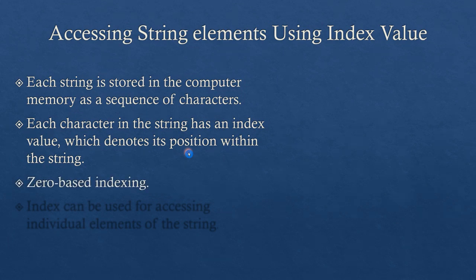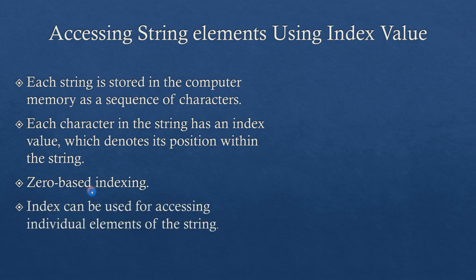Zero-based indexing is followed here because we are starting the first value with 0. Okay, so if you consider the previous example, the index value of h is 0. So that is called zero-based indexing. So index can be used for accessing individual elements of the string.